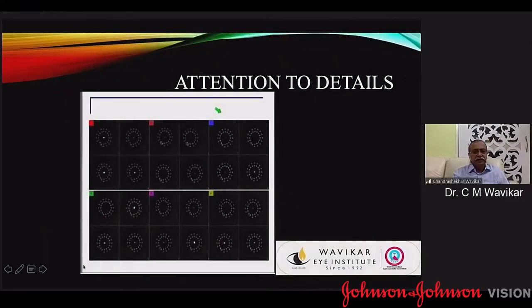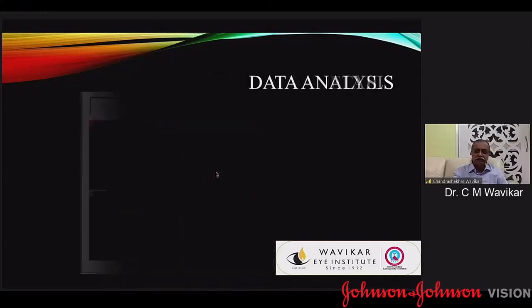Then comes attention to detail. This is a patient who had a cylinder of 1.25, and if you see, on the inferonasal side, there were 3 points which were missing. After the dryness was treated, these 3 points appeared and the cylinder disappeared. That is how important attention to detail is.